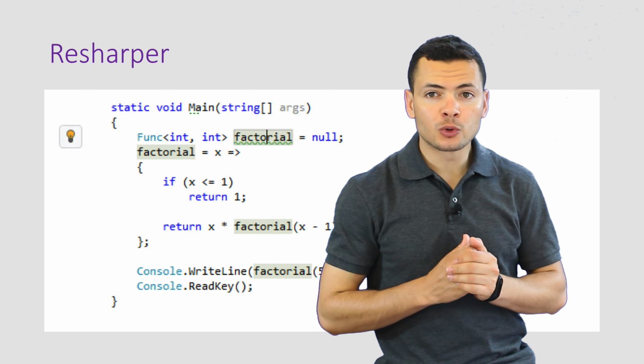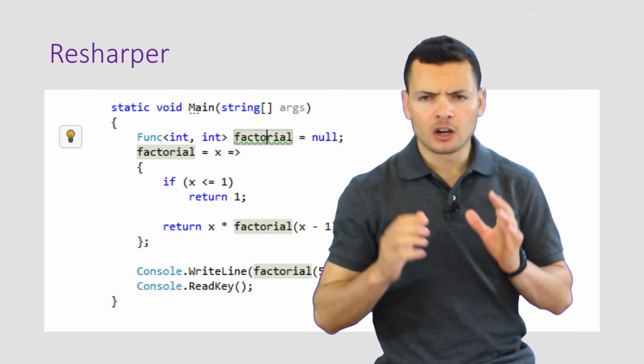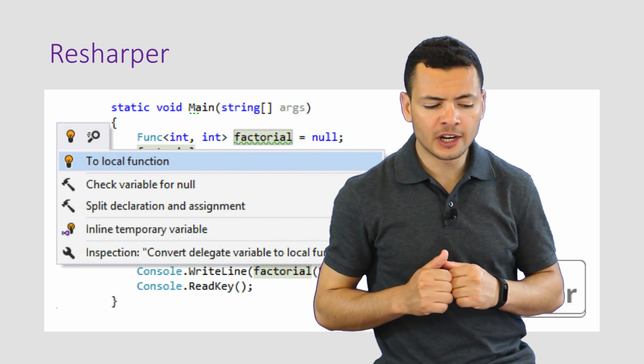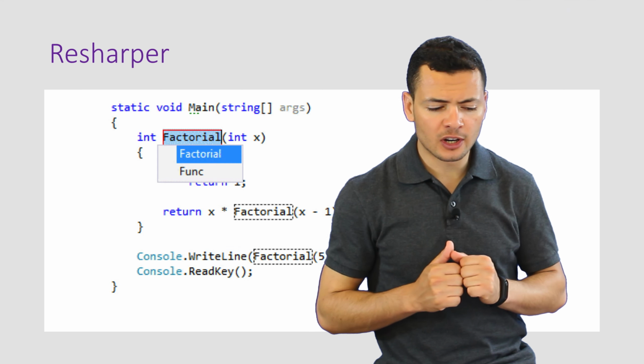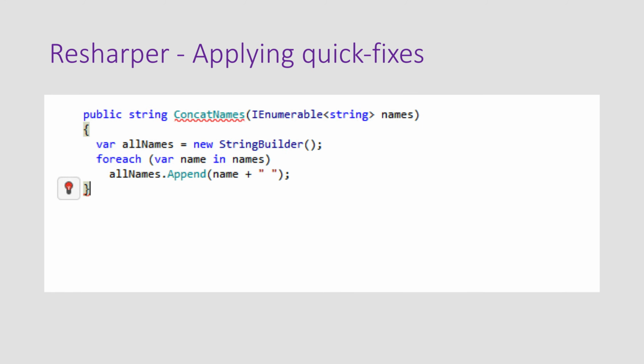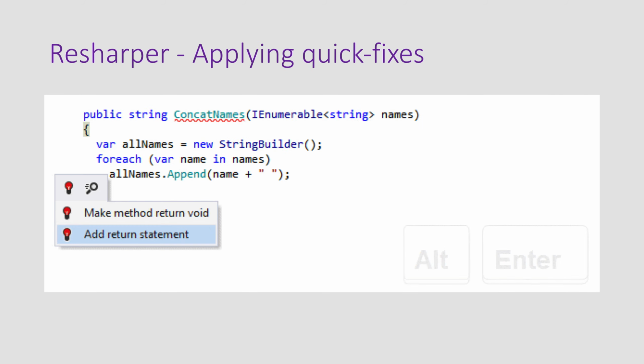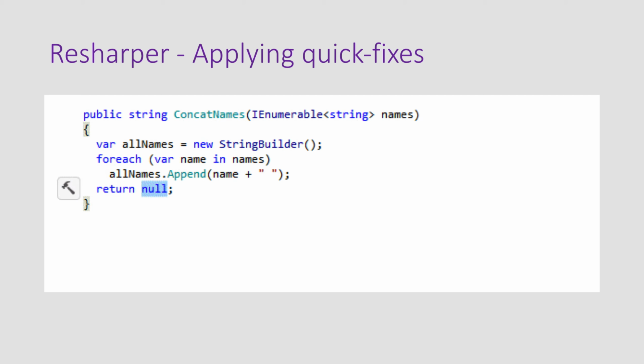With Resharper, if you have an error, then you just click Alt Enter and Resharper will do the rest for you. It will try to correct that error. Also, Resharper can apply quick fixes. Again, Alt Enter and Resharper will suggest the best way to correct your code.